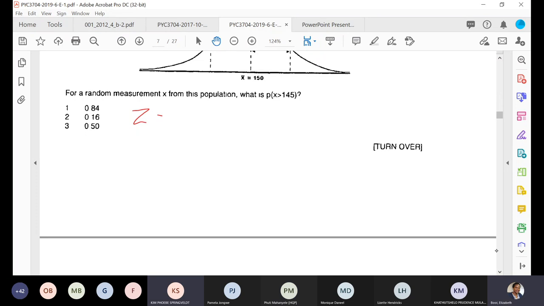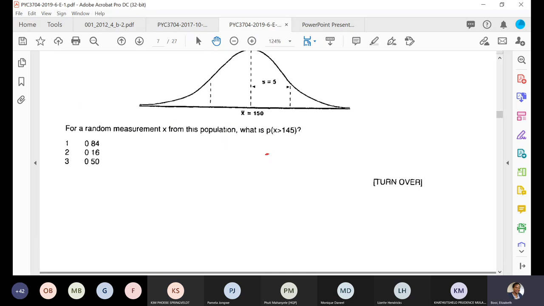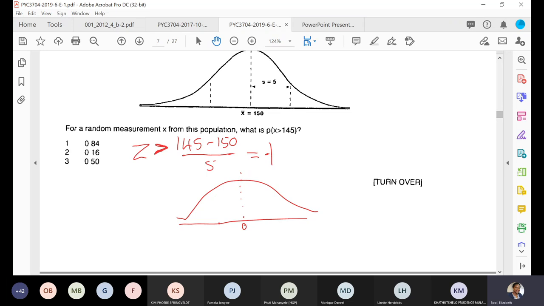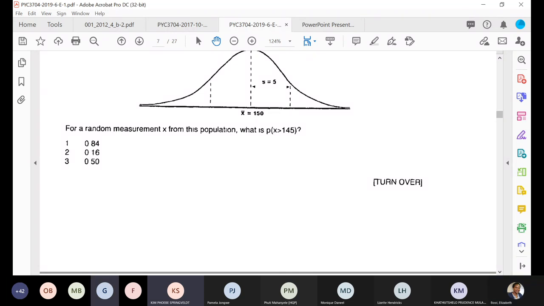Okay, let me explain it that way then. So 145 minus 150 divided by 5, we got minus 1. So now we're going to draw the graph. Because we're looking for the greater than, and since the answer is negative 1, it means I must start shading from here and go there. Because you're looking for the bigger part, that's the shaded part, right?